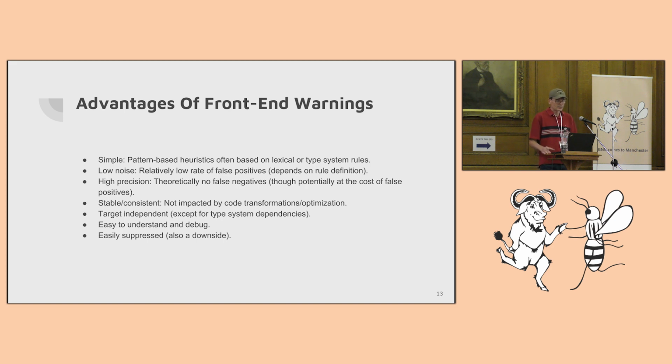In the front end, they're not, for the most part, impacted by code transformations or optimizations. They're also independent of the target that you're compiling for, another big advantage. Again, for the most part. An example where they are dependent is the obvious type system dependencies, the size of longs versus the size of ints and so on. For users at least, they are easy to understand and debug. And they are also easily suppressed, which is both an advantage and a disadvantage.